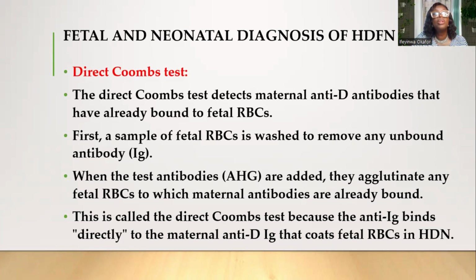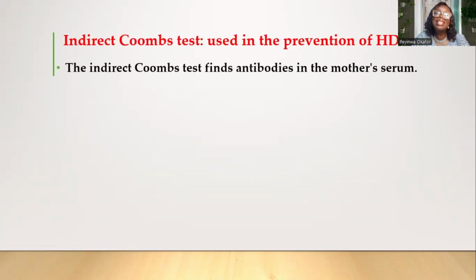Direct Coombs test is done on the baby. Indirect Coombs test is done on the mother's serum. Direct Coombs test is done with the baby's red blood cell, while the indirect Coombs test is done with the mother's serum. They actually find antibodies in the mother's serum.